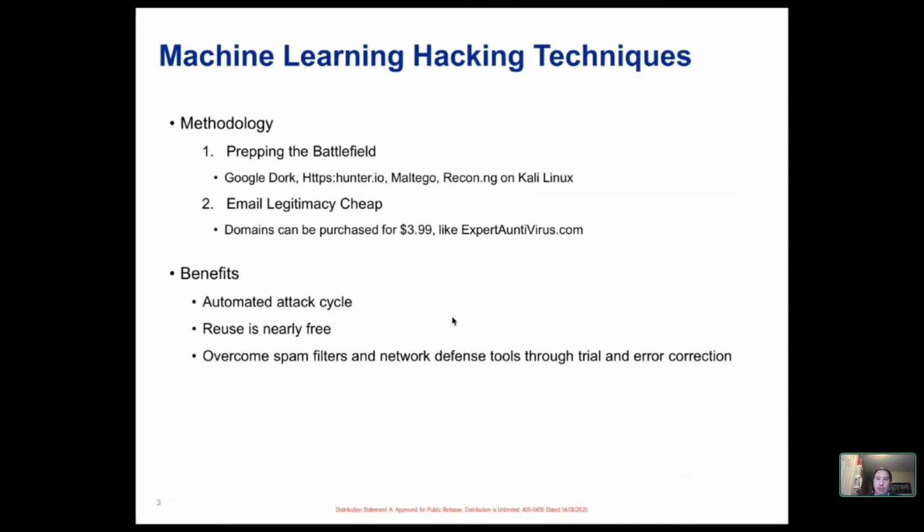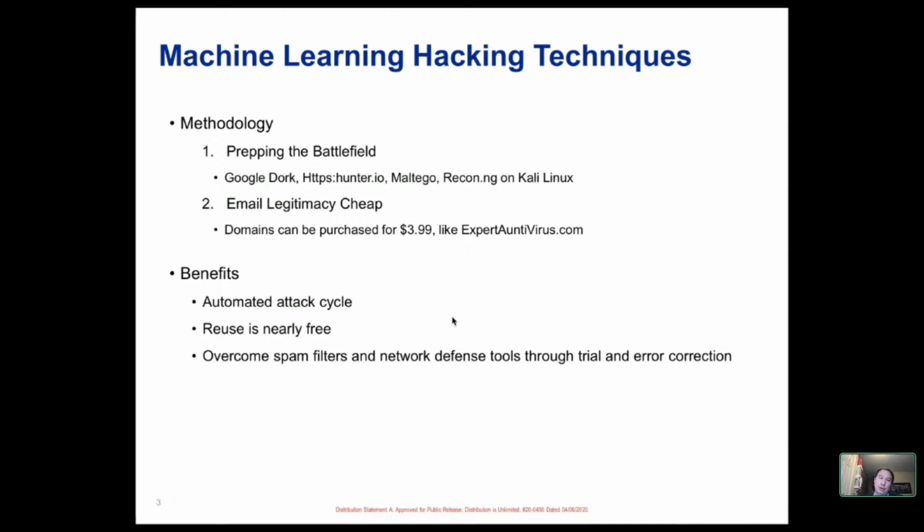Here's a little bit about prepping the battlefield. I'm sure many of you have used recon-ng or Google Dorks. You take a look at the target. You use Kali Linux or another tool to figure out exactly what vulnerability you're going to try to find on the target network. Then you can buy yourself some legitimacy by getting a domain, like this domain here, expertantivirus.com. If you get an email from that, especially if you're someone who's susceptible rather than someone who thinks in offense and defense like you and I, you think, hey, this is expertantivirus.com, this is great, I should really respond to this email. And if it doesn't work, guess what? Your machine can do it again with a different domain for another $3.99.